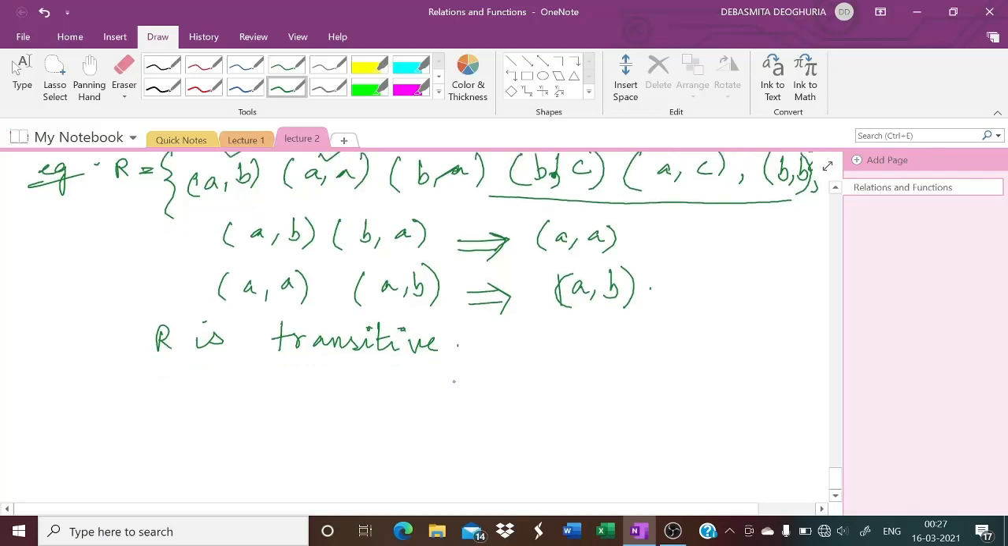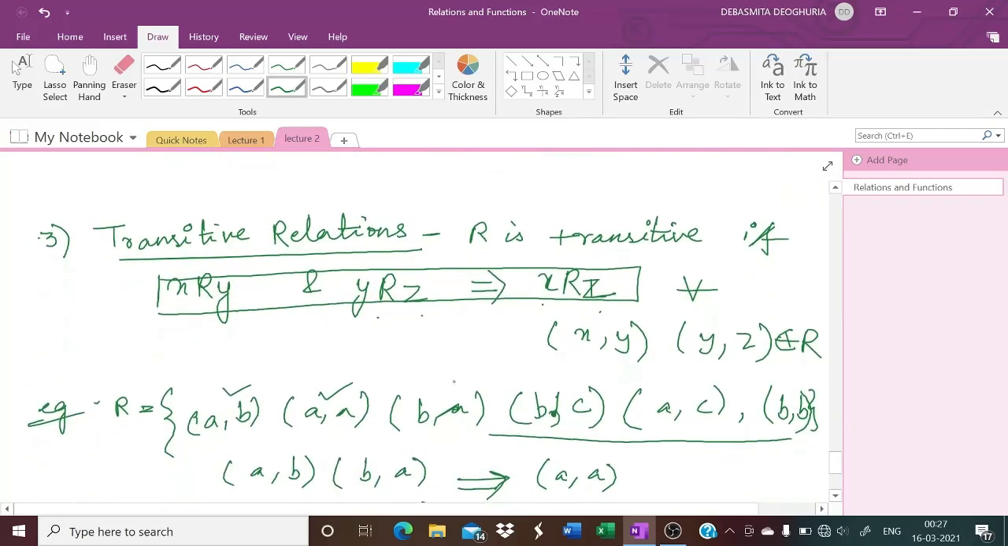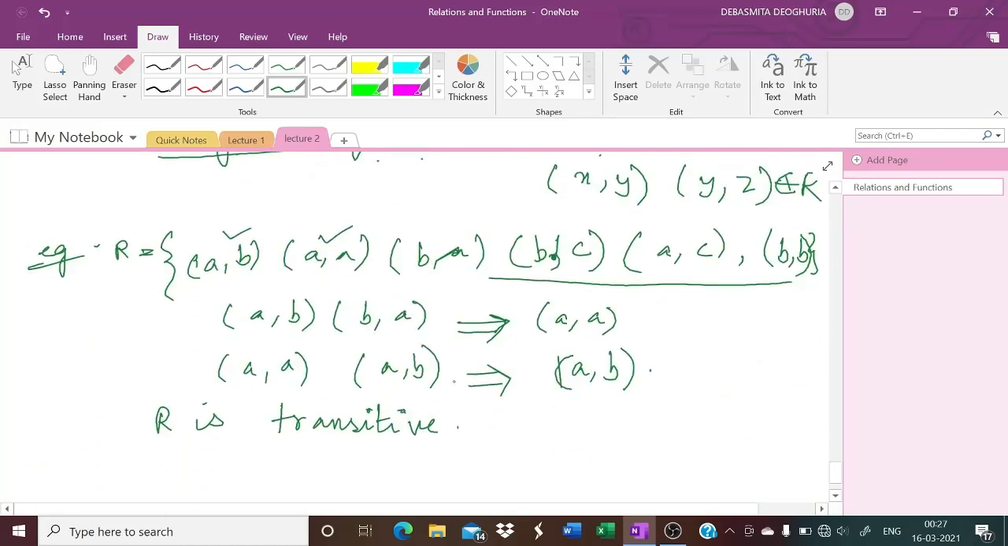And similarly, it is not necessary that all the elements in the Cartesian product A cross A have to be present in the relation. A relation would be a subset. So whatever elements are given in your relation, you have to check only for those. Okay, don't use your brain much and don't get confused.